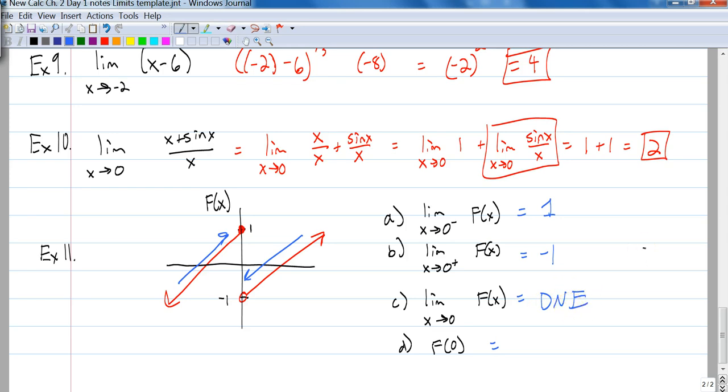And finally, what is the value of the function at 0? Well, you look at 0, there's no filled-in hole here, so it doesn't exist, but up here it is filled in. So the value is 1. The value exists, however the limit does not.